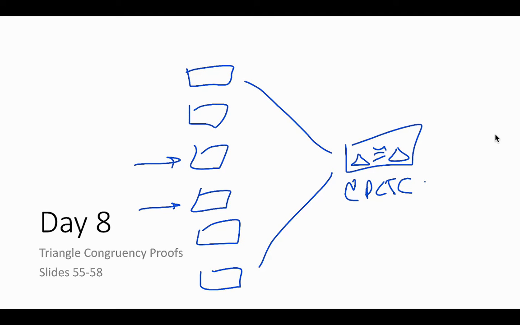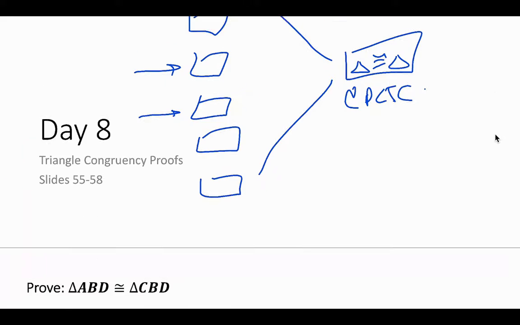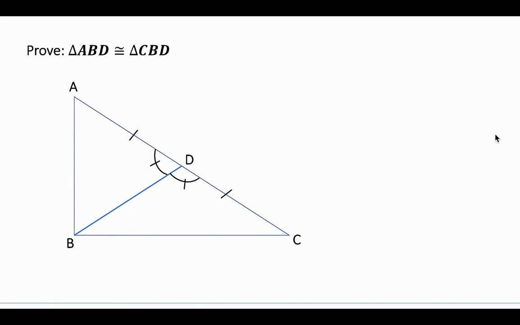But now we know about all of our triangle congruency patterns. We have side, side, side, SSS, side, angle, side, SAS, ASA, which is angle, side, angle, and AAS, which is angle, angle, side. So for each of the proofs that we're going to do today, we're only going to need 3 boxes.